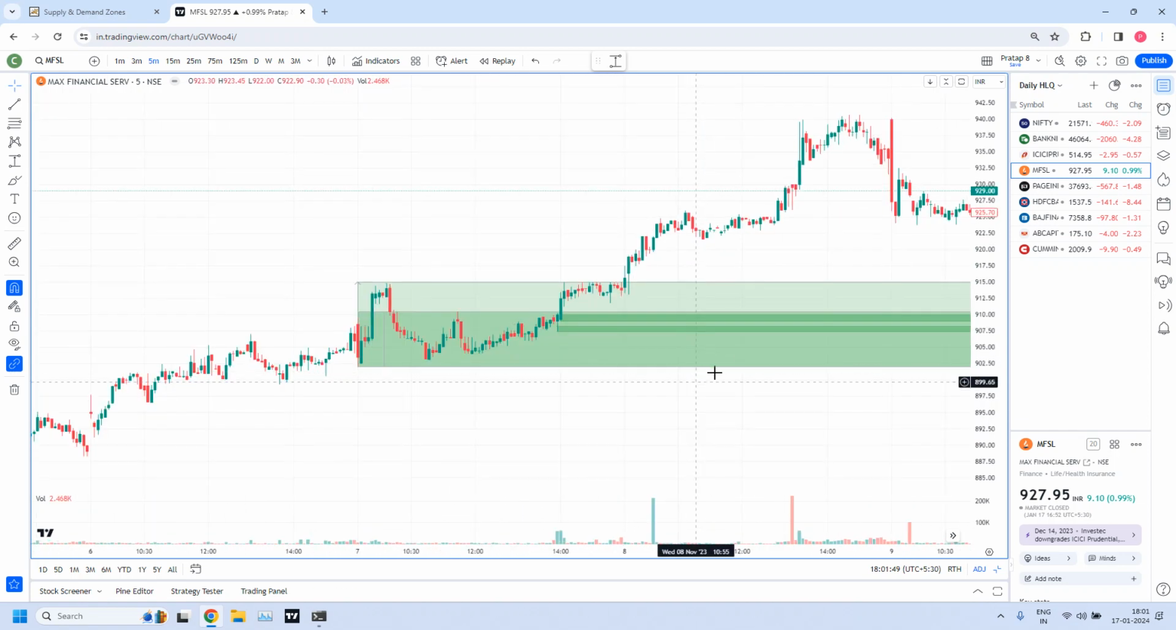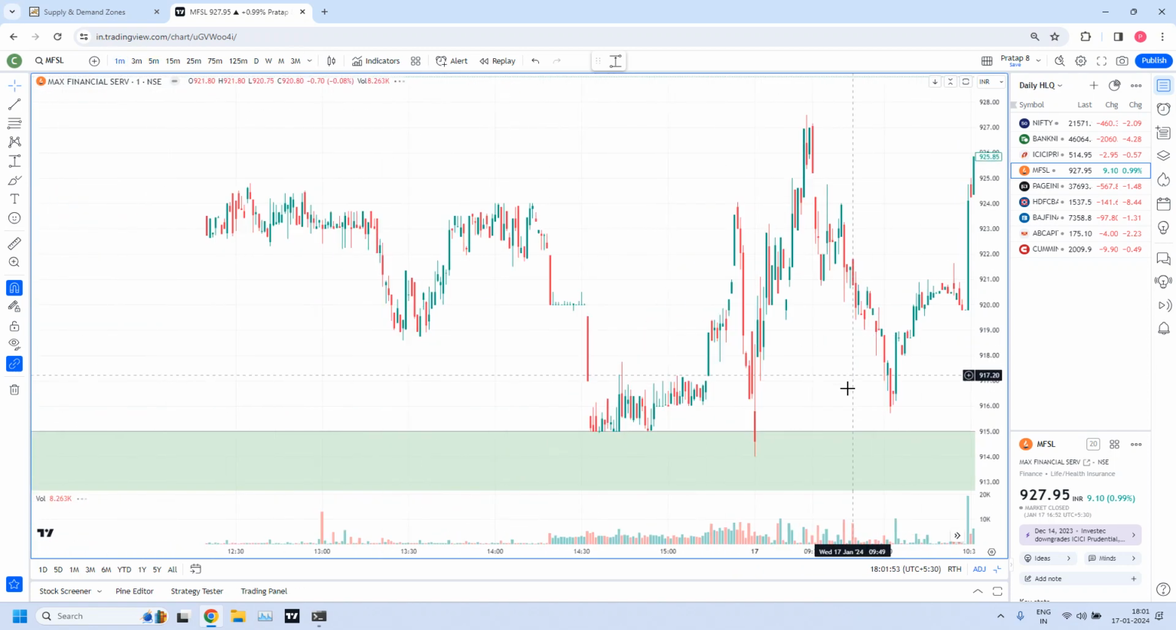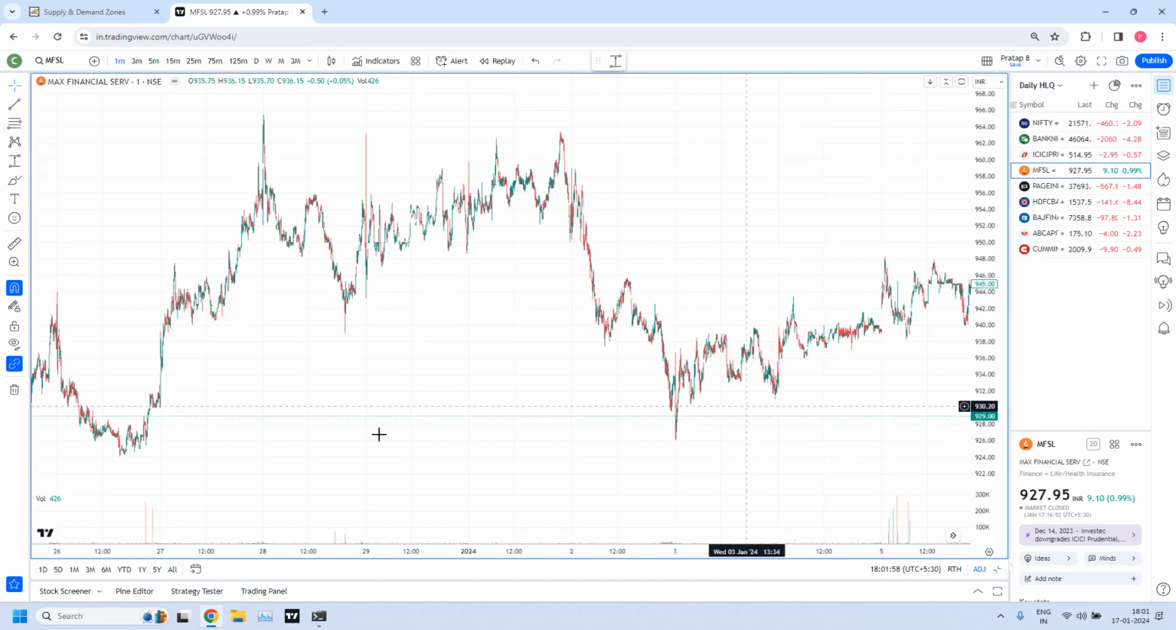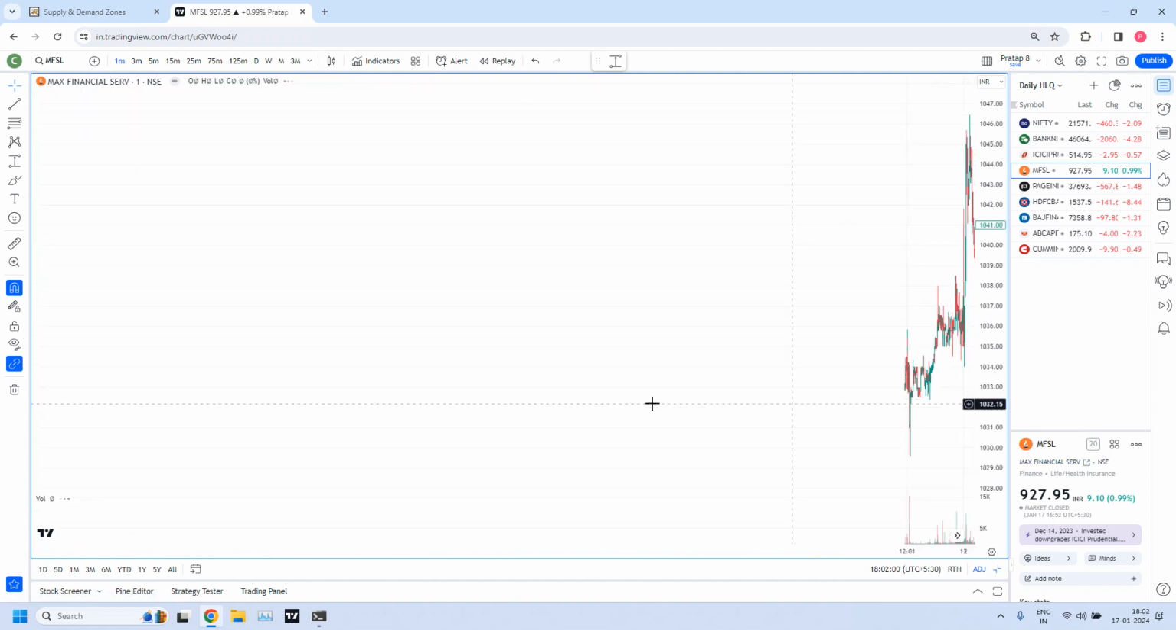Then why is it working? So I got a doubt. I went to the 1-minute time frame. There I identified the horizon, the real horizon where the order flow has started. Let me show you that.